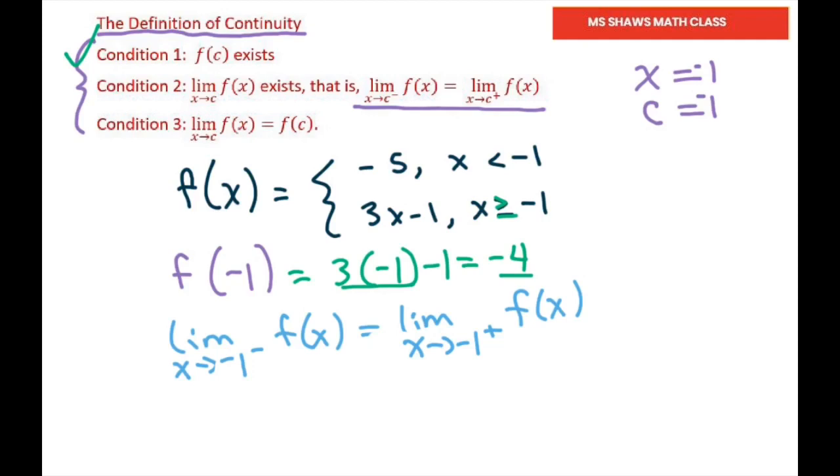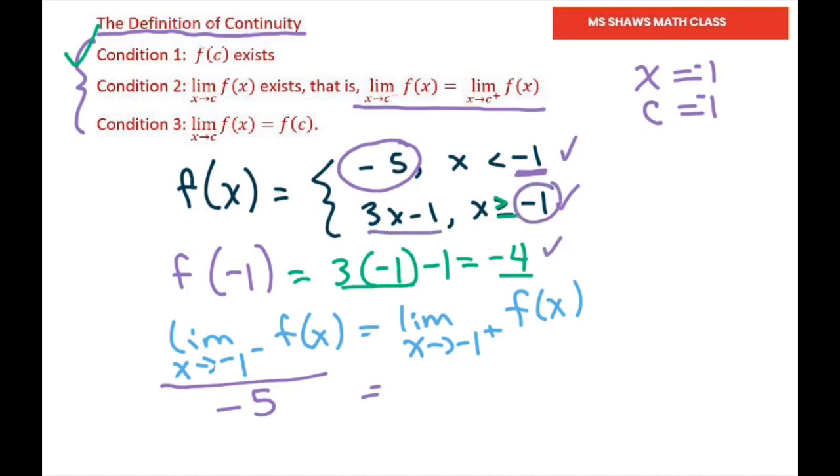So let's check this one. All numbers left of -1, that is this upper portion, so whatever it is, all numbers are going to equal -5. Now, all numbers right of -1, that means you plug -1 into this one, which we already did, and we got -4. It looks like these two do not equal, so the limit does not exist, so it fails condition 2. That means this function we're about to graph is not continuous.